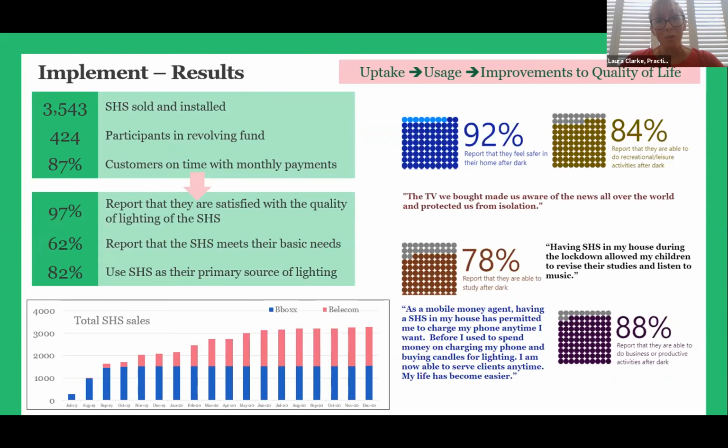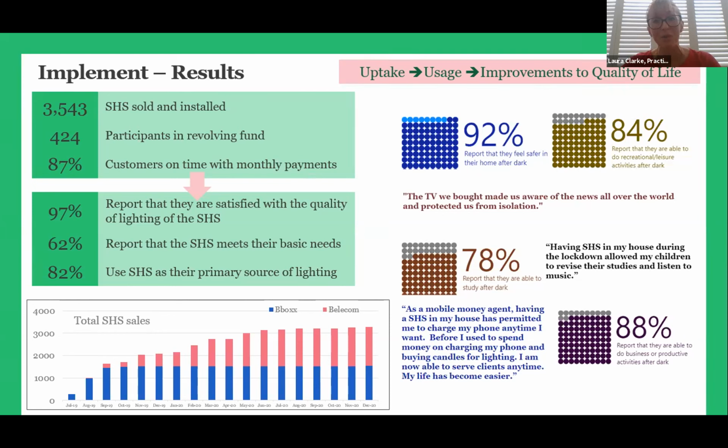Looking at the project's progress to date. So far we've seen just over 3,500 solar home systems sold and installed, and that represents around 50% of the camp now having access to tier 1 energy through those solar home systems. We've got 424 participants involved in the revolving fund, those community loans and saving groups. And so far we're seeing around 87% of customers managing to continue to be on time with those monthly payments.